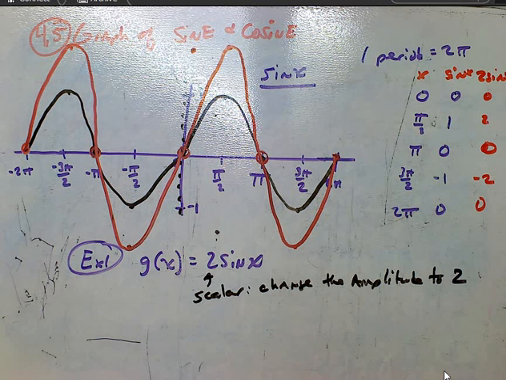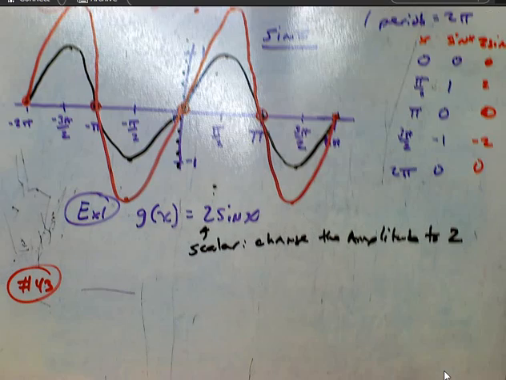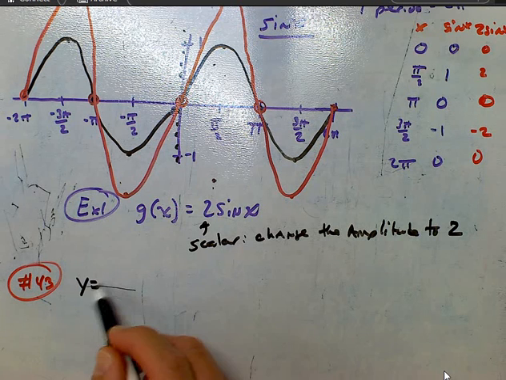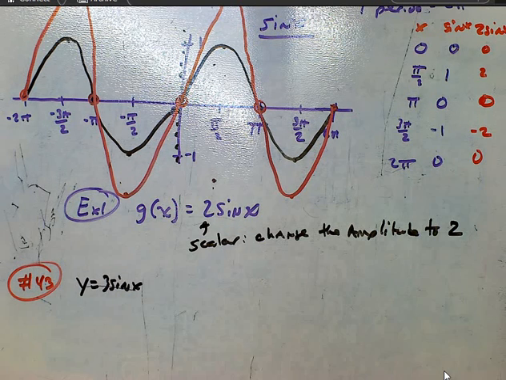Once you guys go ahead and try number 43 there for y equals 3 sine x. Take a second, figure it out, press pause, and come back, see if you're able to get it right.